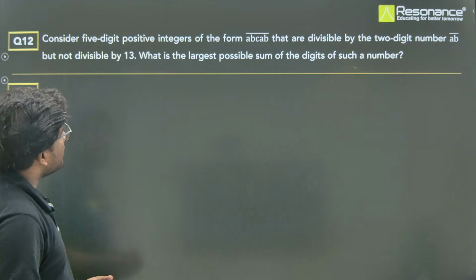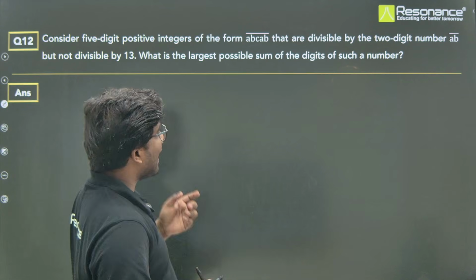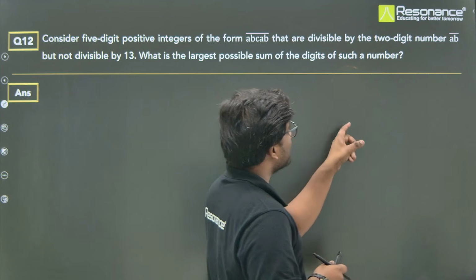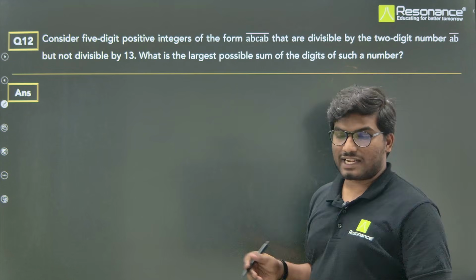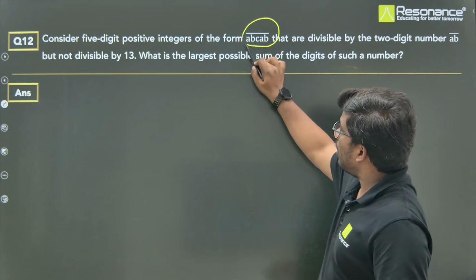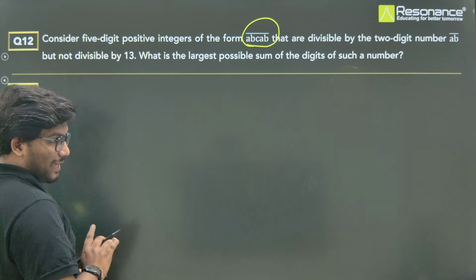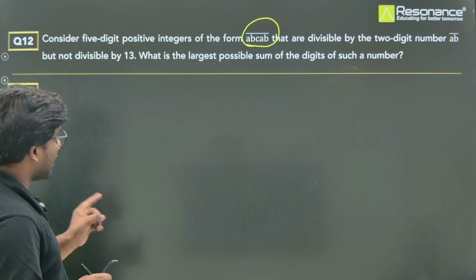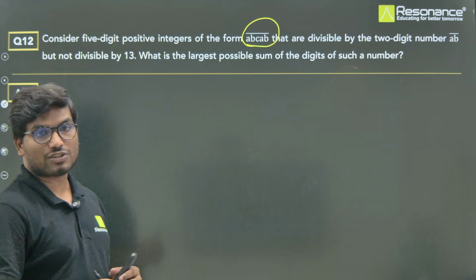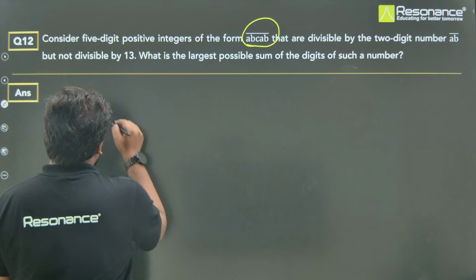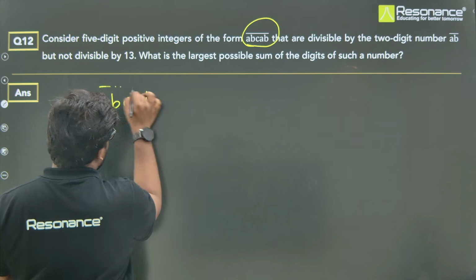Considering 5-digit positive integers of the form a, b, c, a, b, which means it has repetitive digits, that are divisible by the 2-digit number ab but not divisible by 13. So numbers of this form are grouped together. They're all divisible by ab but they're not divisible by 13. And they're asking us what is the largest possible value of the sum of the digits of such a number. So the number is ABCAB, right?